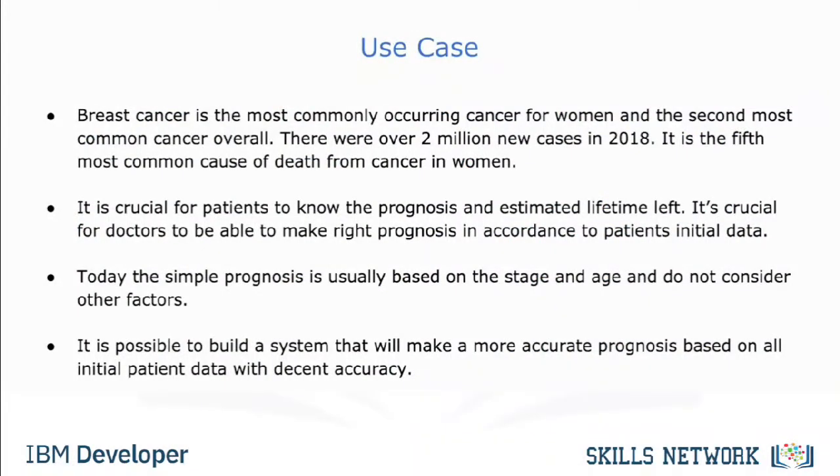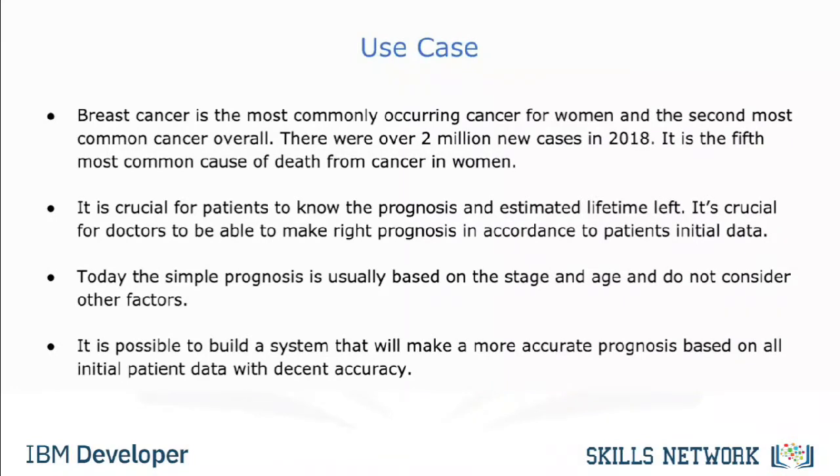Okay, the use case is as follows. As we all know, breast cancer is the most commonly occurring cancer for women and the second most common cancer overall. There were over 2 million new cases in 2018. It is the fifth most common cause of death from cancer in women. It is crucial for patients to know the prognosis and estimated lifetime left. It's also crucial for doctors to be able to make the right prognosis in accordance with patients' initial data.